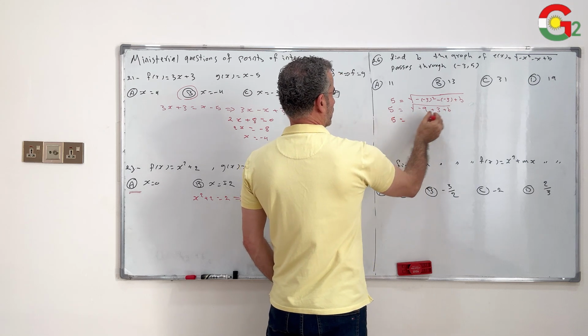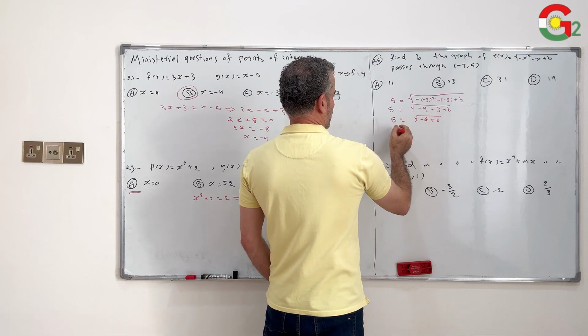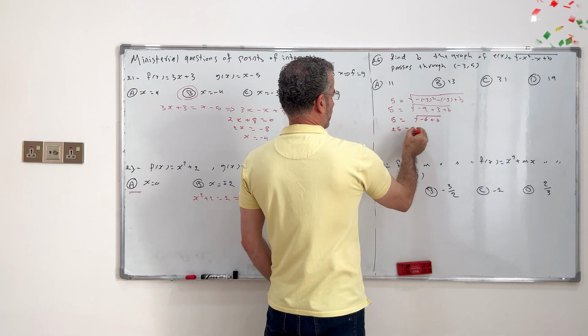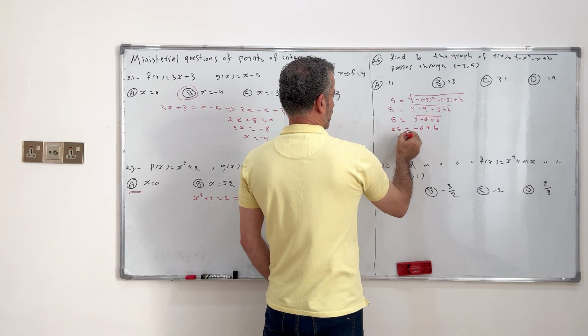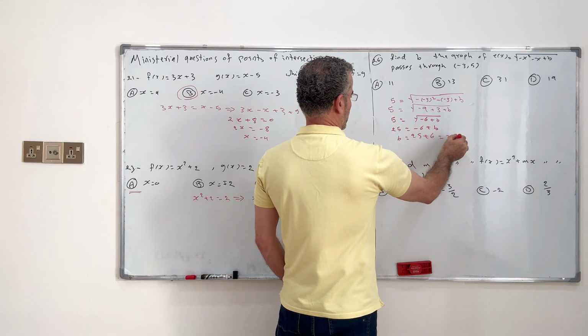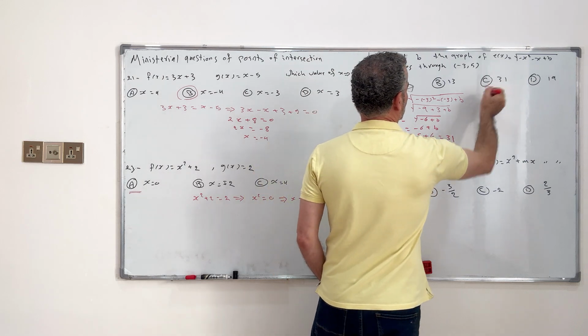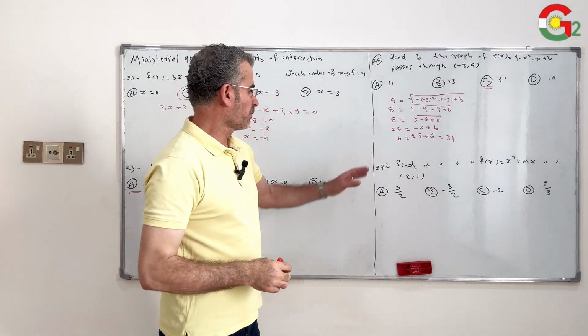Then 5 equals the square root of minus 6 plus b. Square both sides: 25 equals minus 6 plus b. Then b equals 25 plus 6, which is 31. Choice C. Question number 27.